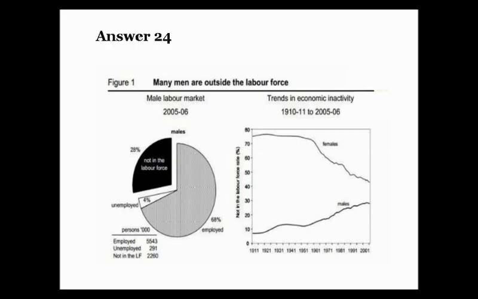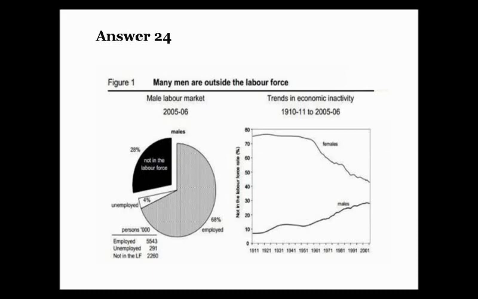The graph gives information about the many men outside the labor force. To begin with, we can see that there are several sections in this picture. That is, employed 5,543, unemployed 291, and not in the labor force 2,260.